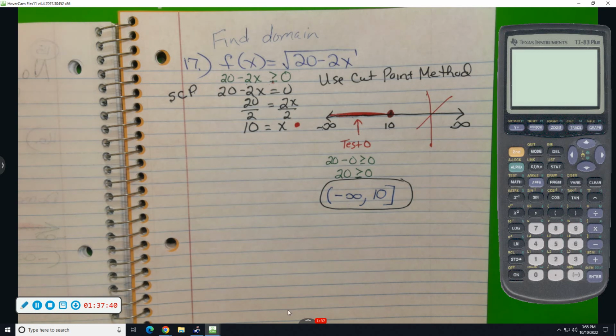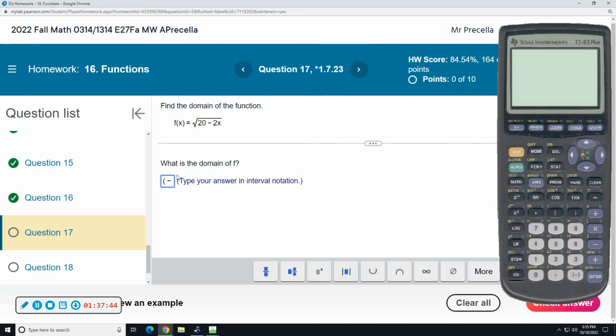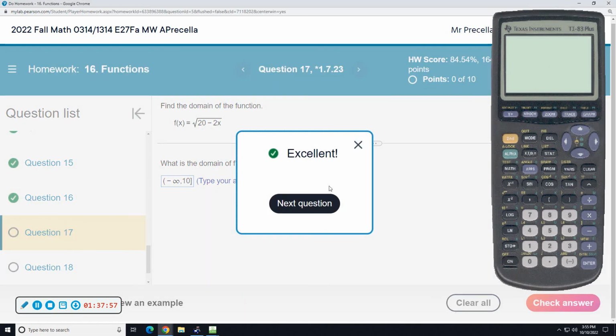So negative infinity to 10. Type it in. Negative infinity, comma, 10, bracket. And hold on, checking. Okay.